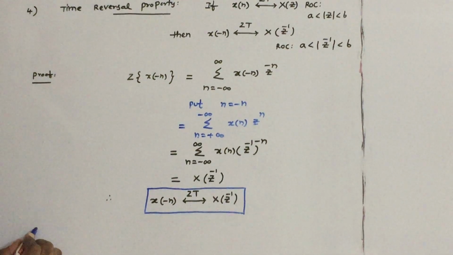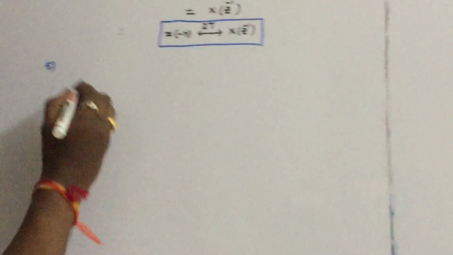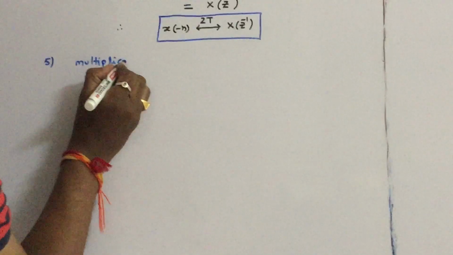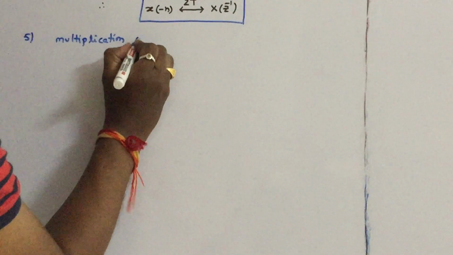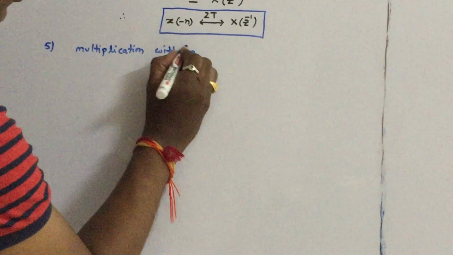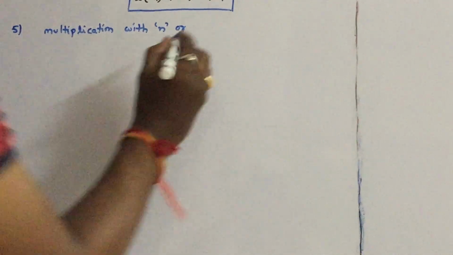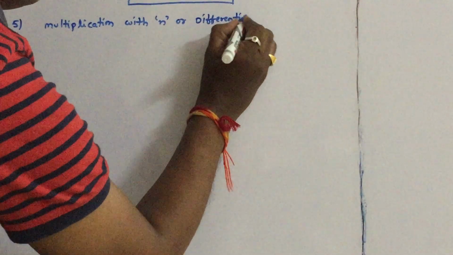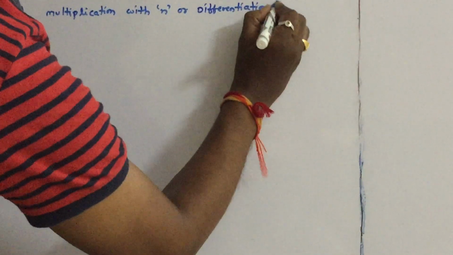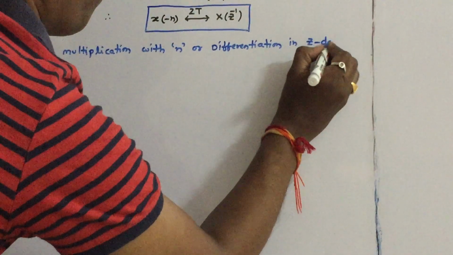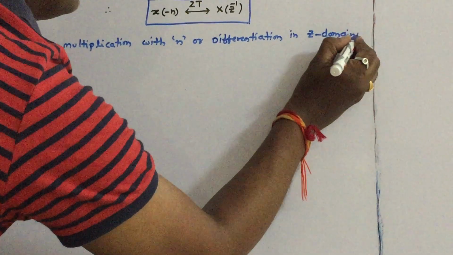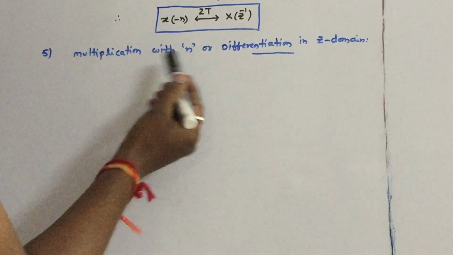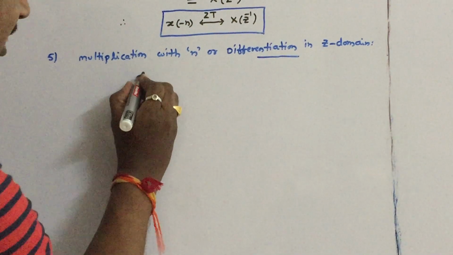Now let us discuss the next property of the Z transform. Multiplication with n, or you can also call this property as differentiation in Z domain property. Differentiation in Z domain property, both are same. Remember that both are same. Differentiation in Z domain or multiplication with n. So let us see this property.